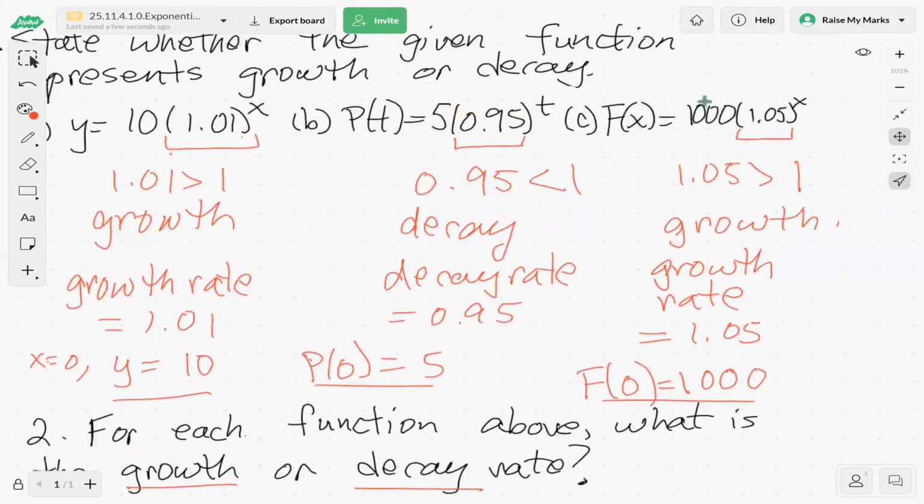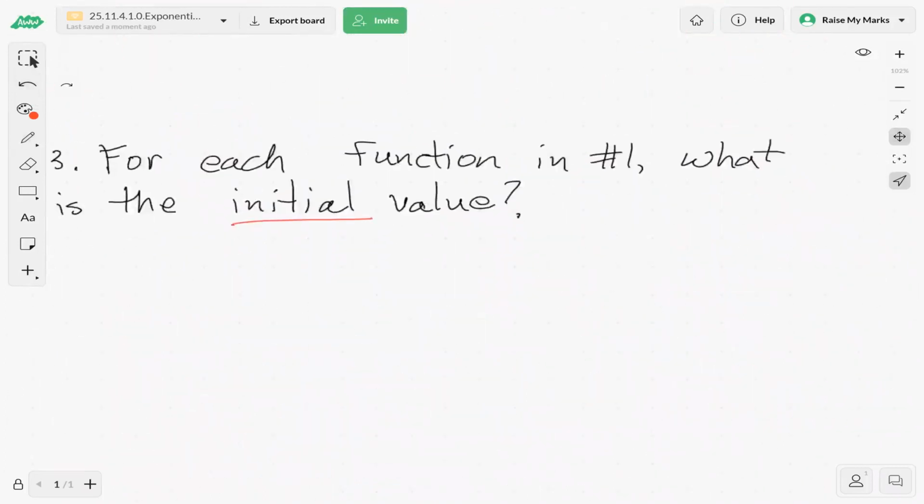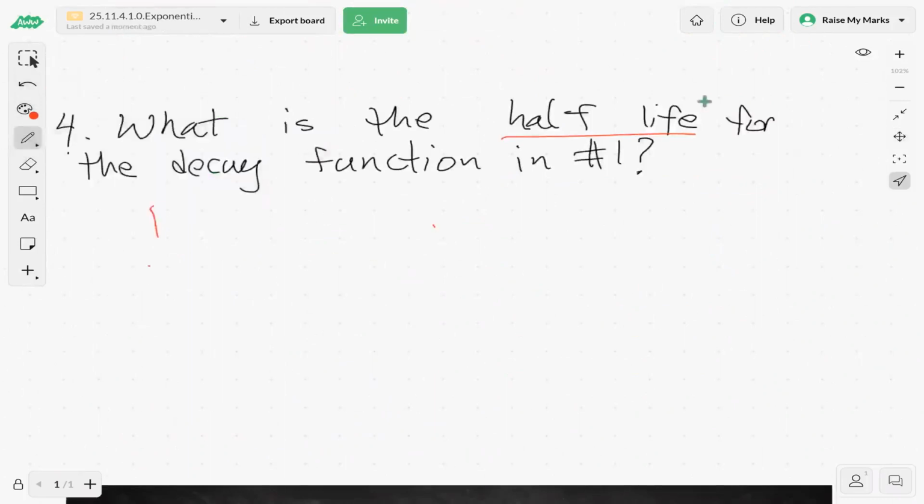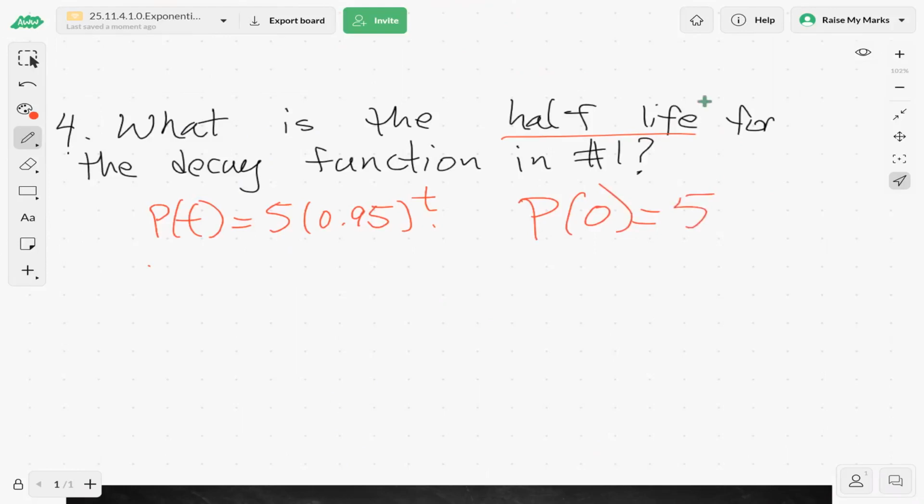Okay, so it looks like the second function, P of t equals 5 times 0.95 raised to the power t. So let's go back down and write that function down. Let's see if we can figure out the half-life. All right, so P of t equals 5 times 0.95 raised to the power t. Remember, our initial value or amount was 5. So we're looking for the half-life. So we're looking for the time when our P of t equals half of 5.